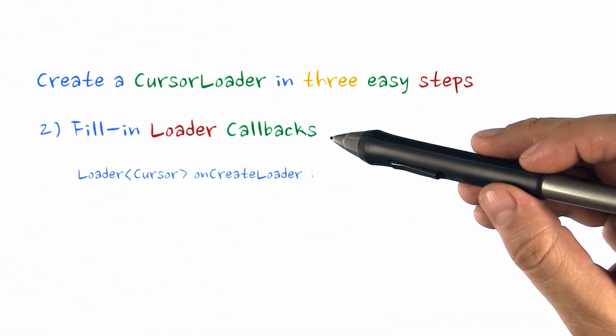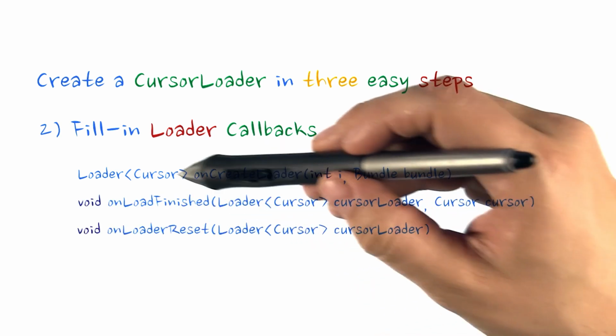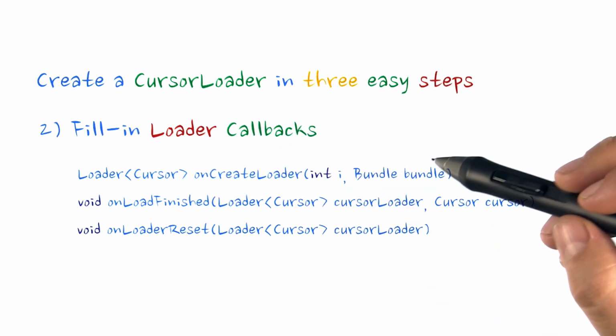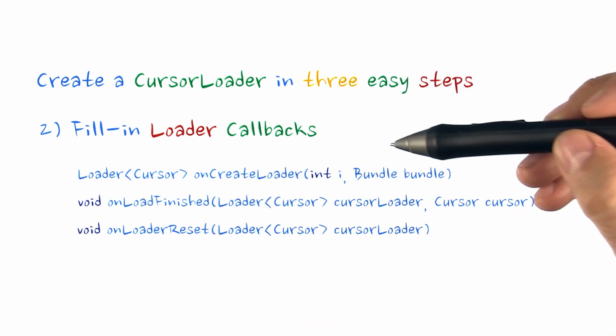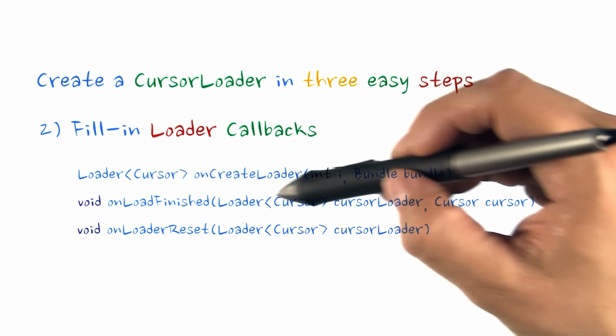Then we have to fill in the loader callbacks. The loader callbacks are a generic interface class with one parameterized type. When we use the loader callbacks with a cursor loader, the parameterized type we use is cursor, which makes the callbacks look like they do here. The most interesting one for us is onCreateLoader.